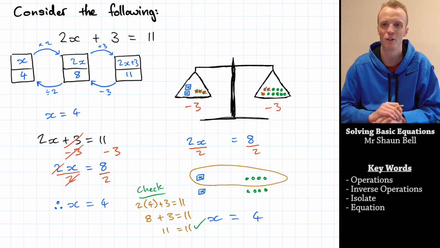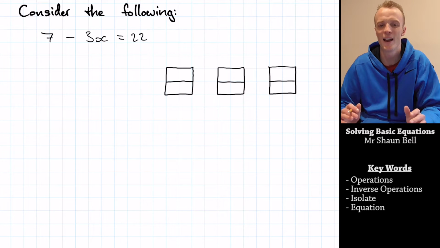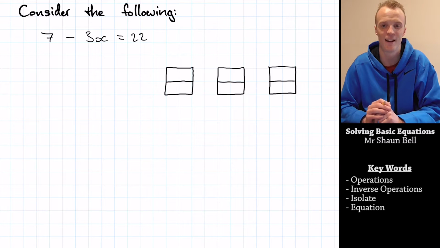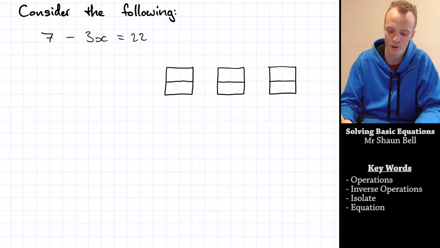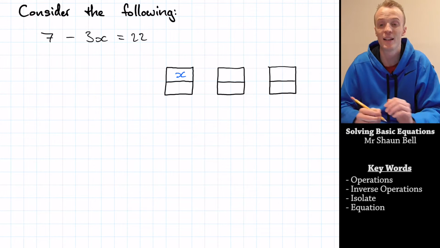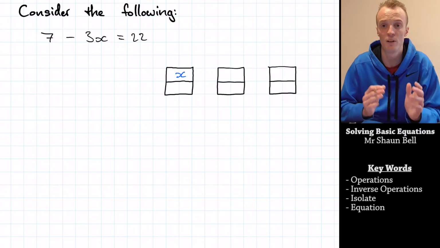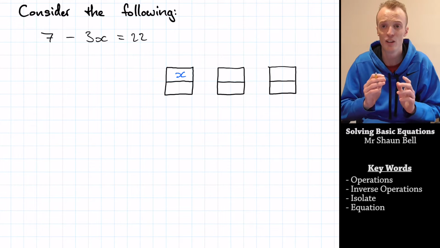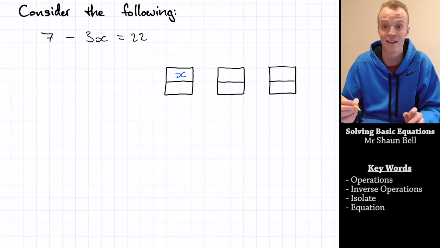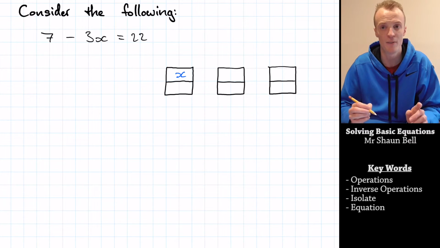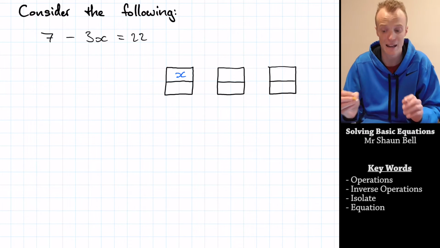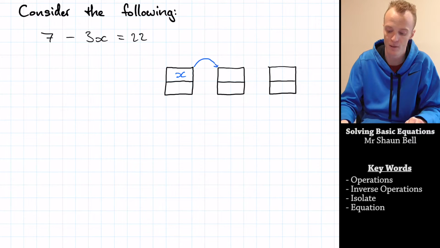But let's take a look at a new problem. What if we had 7 subtract 3x and that equaled 22? Well, let's start in our flowchart again. Let's start with our x value. What's the first thing that we do to our x value? We actually multiply it by -3. And be very careful here. We multiply by -3. So from this step, we're multiplying by -3.